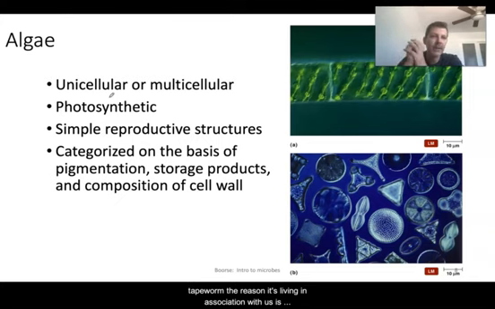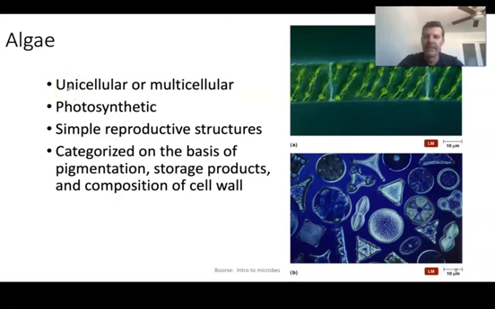The reason it's living in association with us is it's obtaining nutrients from our intestine. So it's a parasite. But if you obtain energy and nutrients from sunlight, then you don't have to live on or in another organism to be successful. And so algae aren't going to be the cause of infectious disease, but they are a group of microorganisms, and that's about all we're going to learn about them.